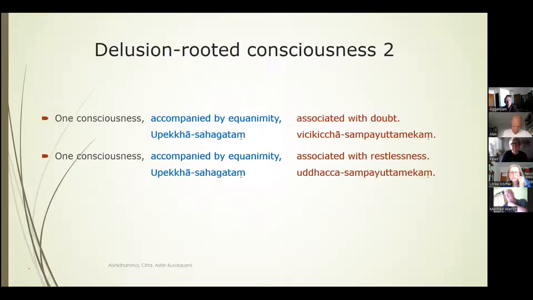So the next group is delusion-rooted consciousness. This one has only 2 parts. Accompanied by equanimity, accompanied by equanimity. So here the only difference is associated with doubt and associated with restlessness.